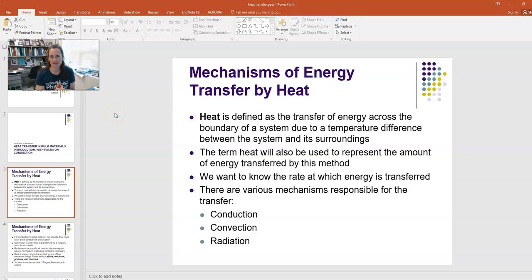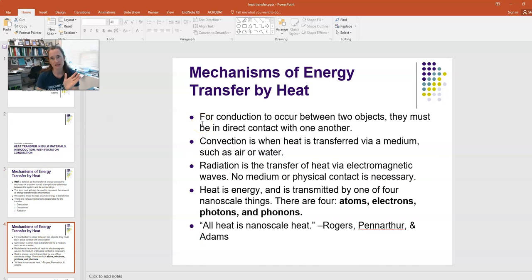So remember, and this is covered in many introductory physics course sequences, the concept of heat. Heat is the transfer of energy across the boundary of a system. And of course that net energy transfer will only take place if you have a temperature difference between the system and the surroundings. Okay? So heat, we'll use that term to represent the amount of energy that's transferred due to a temperature difference. So there's 3 different mechanisms responsible for energy transfer due to heat. Those mechanisms are conduction, convection, and radiation.